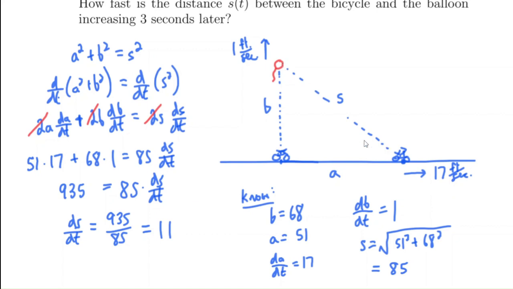Now, what does that number 11 mean? Well, that's dS/dt. That's the rate of change of s. How fast is s changing? Well, that would be 11 feet per second. And that's our final answer.